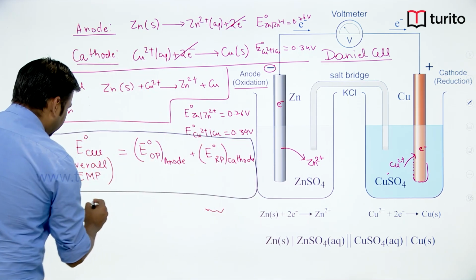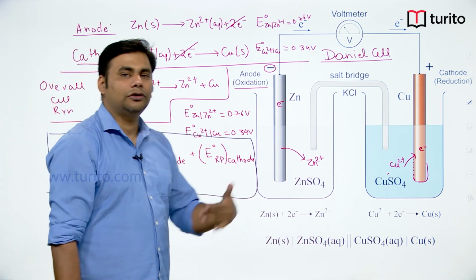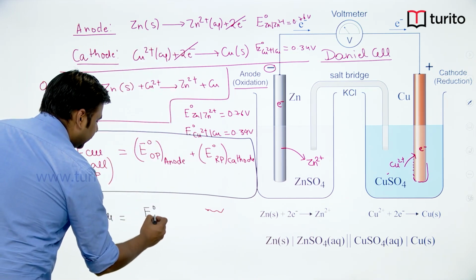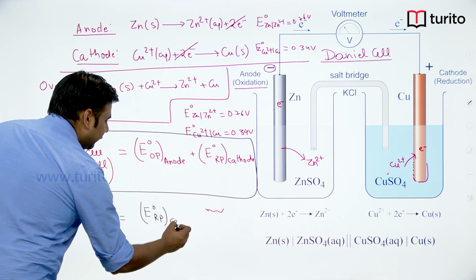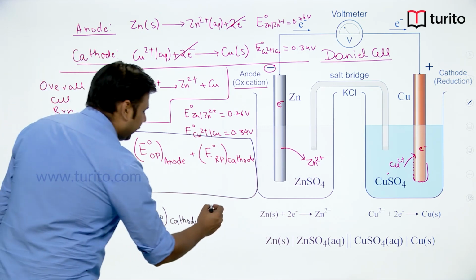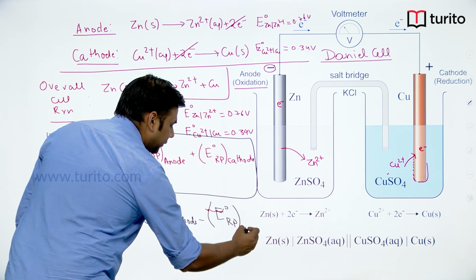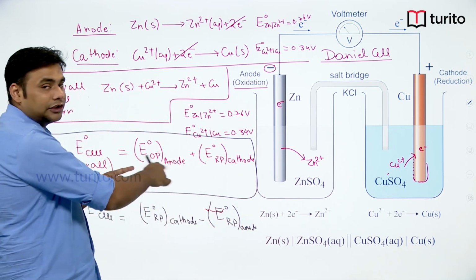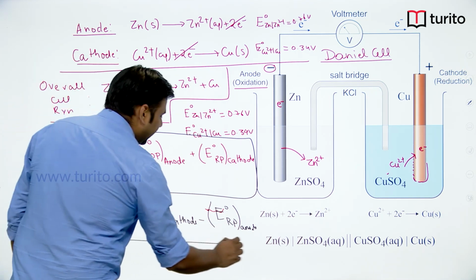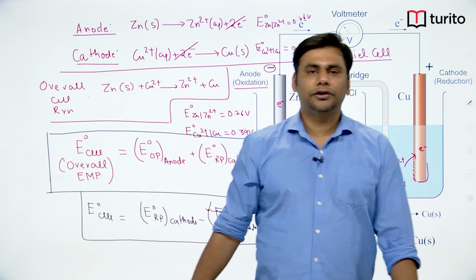You can also write the overall EMF as, we know that oxidation potential is always minus of reduction potential. So I can write this as E naught reduction potential of cathode, and we know that this is minus reduction potential of anode. So instead of oxidation potential of anode, I am writing a reduction potential. So the overall EMF of the cell is also the reduction potential of cathode minus reduction potential of anode.